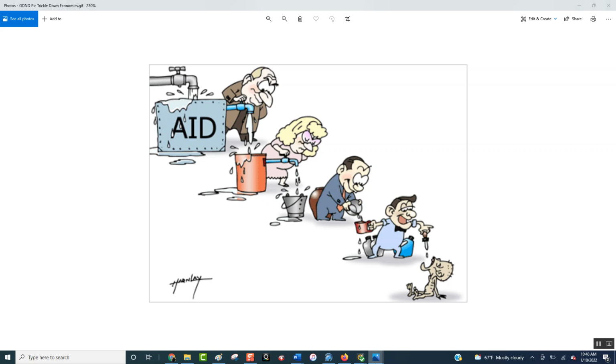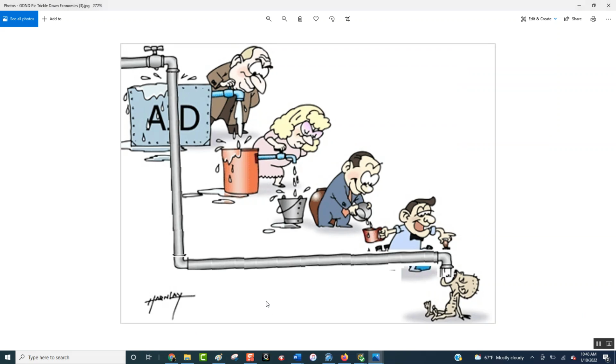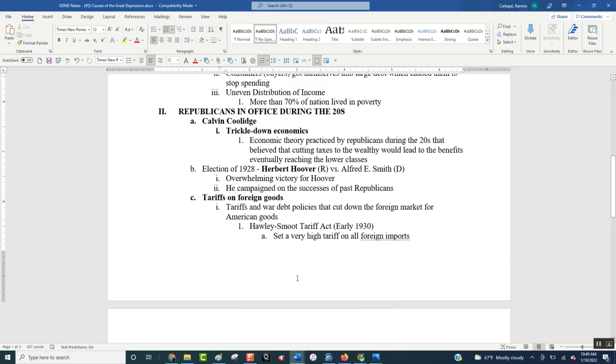What people needed, though, was they needed something like this. They needed direct relief. They needed instead of going to the rich, it goes straight across. And there's the gusher to the people, food and money directly to them. That's what they needed. Unfortunately for the Republicans, that's not what they believe in.